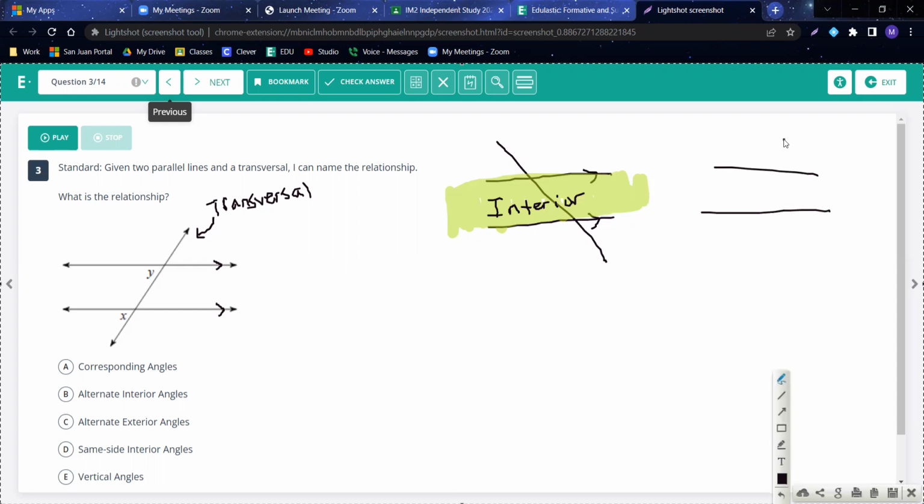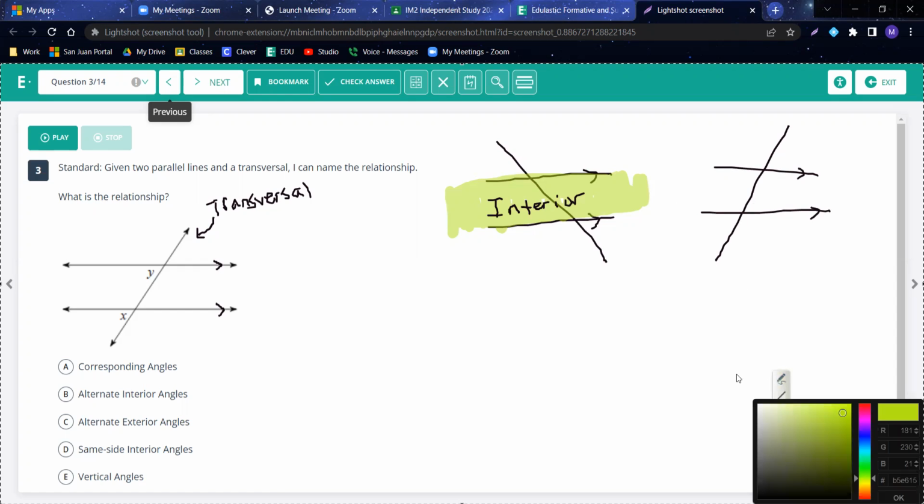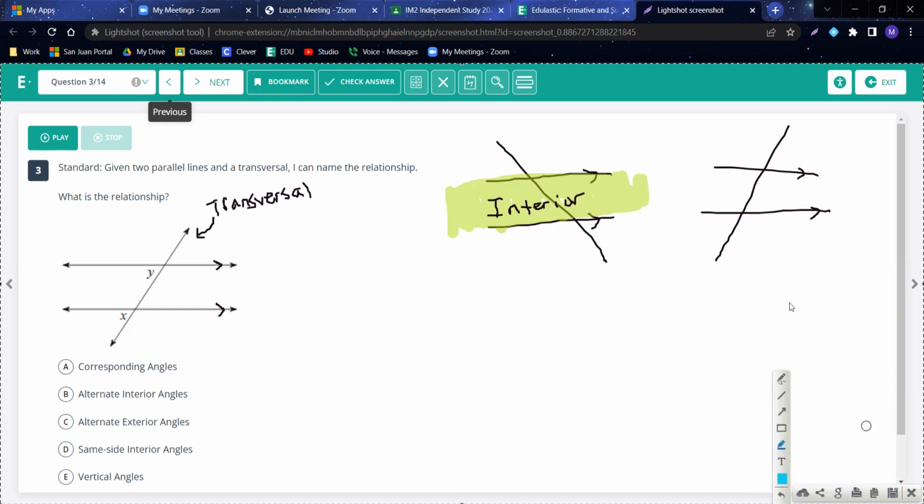And then I'll draw another one. If we have two parallel lines, they are parallel. They look terribly not parallel. And then I'll draw my transversal. And in this case, I highlight, let's change the color to blue, this area right here and this area right here. They're not inside, right? These are exterior. So I'm going to write exterior and exterior.